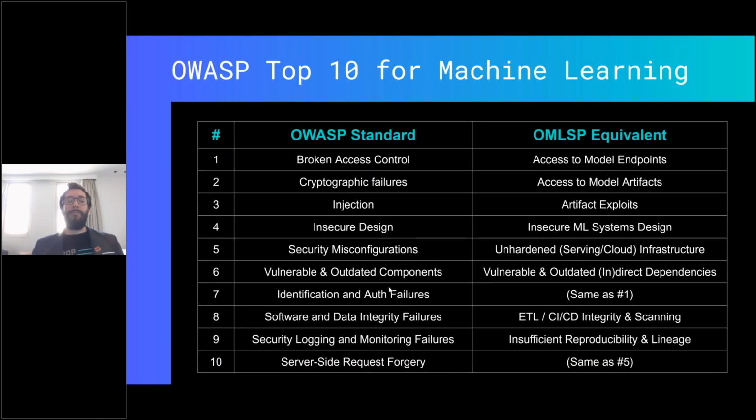So now we take a step back. If you remember, we talked about the OWASP top 10 vulnerabilities, right? We mentioned how this industry standard has been providing a framework for those top 10 vulnerabilities. Well, now that we've covered the machine learning flaws, we have a one-to-one mapping between that OWASP top 10 and what we can call our OMLSP top 10, our Open Machine Learning Security Project top 10. So similar to how we had broken access control, this is black box model access. Cryptographic failures is white box model access, injection, artifact exploits, etc.